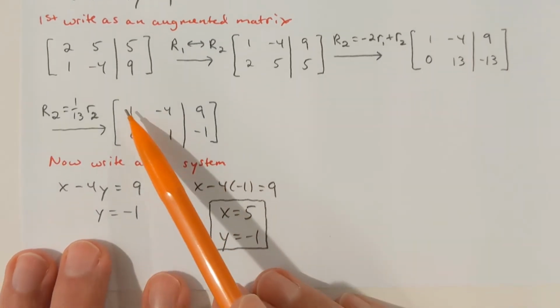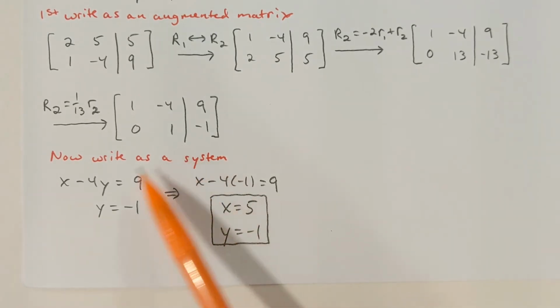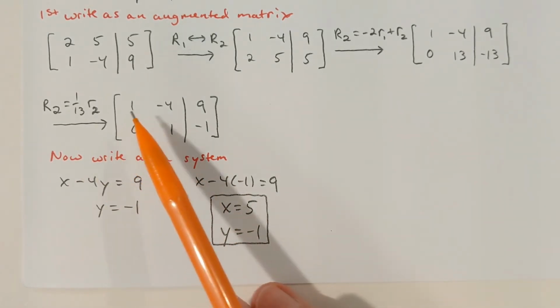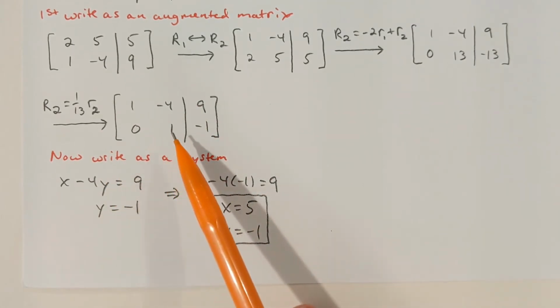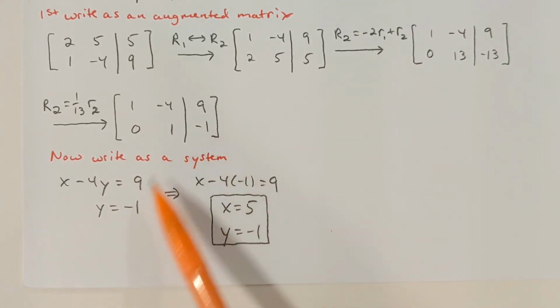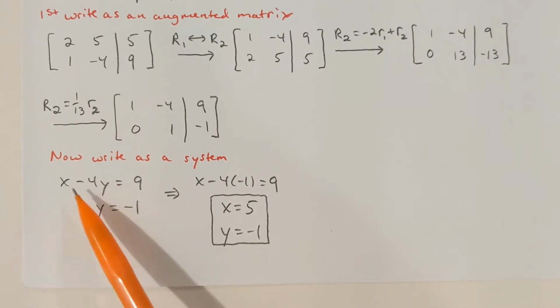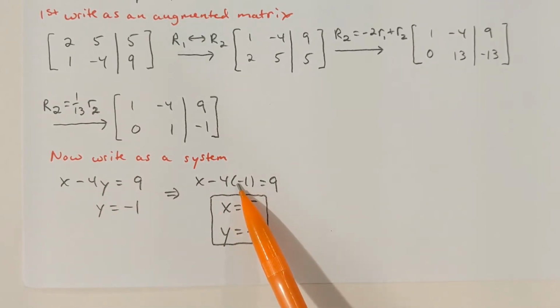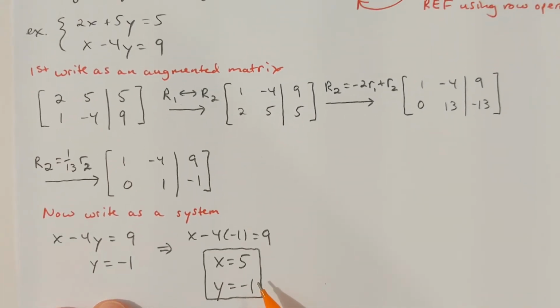So now at this point I'm in row echelon form, and I'm going to convert back to a system. I've got 1 times x minus 4 times y equals 9 for the first equation, and then the second equation, y equals negative 1. So I know one of the variables, y, is negative 1. To get x, I can then work backwards, knowing that y is negative 1 means that x would be 5. So the solution to this system would be x equals 5 and y equals negative 1.